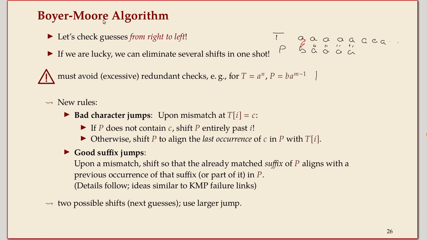And the original Boyer-Moore algorithm had two rules, two heuristics on how much you can shift your pattern to the right in case of a mismatch.